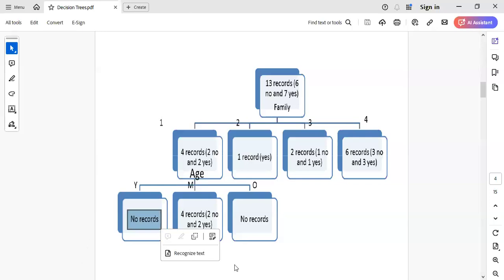So any doubts? If you have any doubts, please put it in the chat box so that I can know at what stage you are. Can anyone put it in the chat box whether yes, it is like decision trees and random forest? Okay, it is not like that, it is decision tree. Okay, so we are talking about decision tree itself.